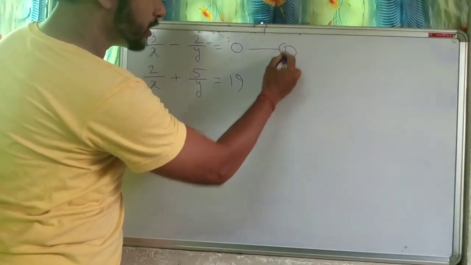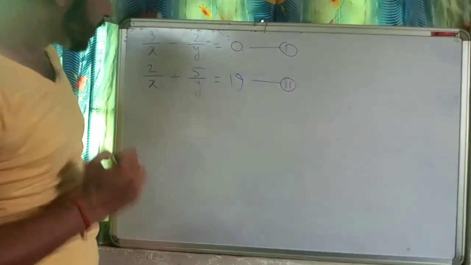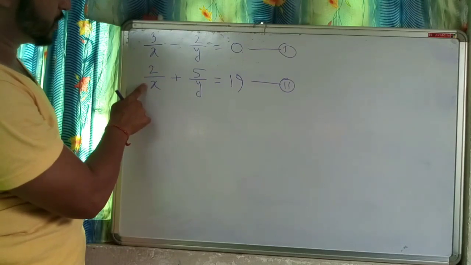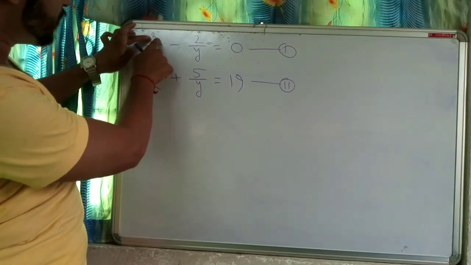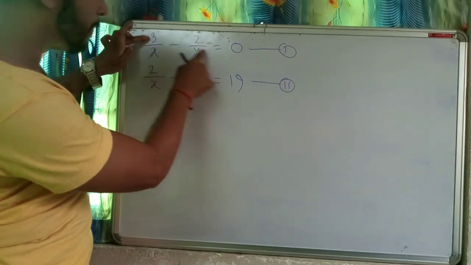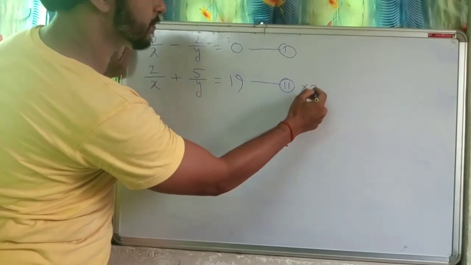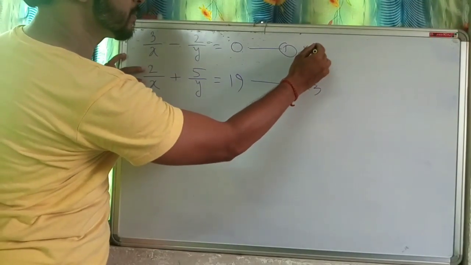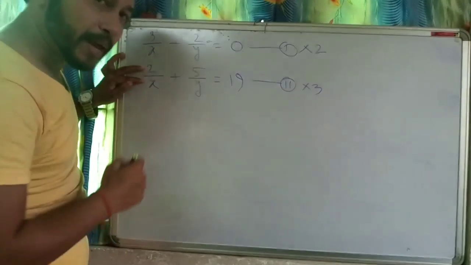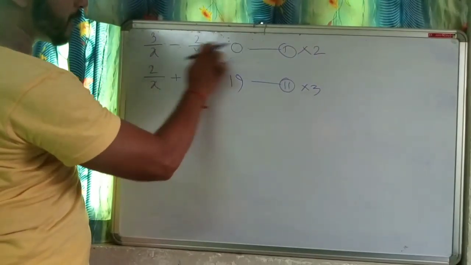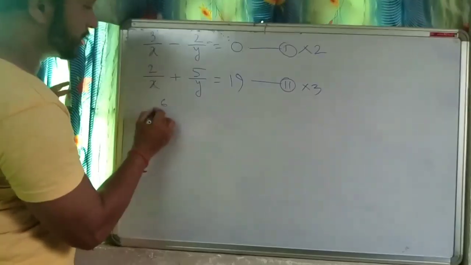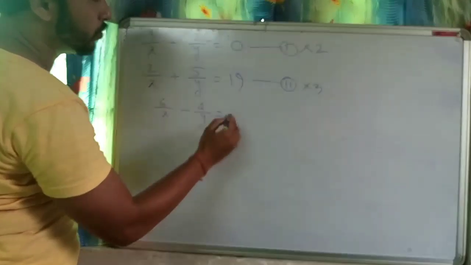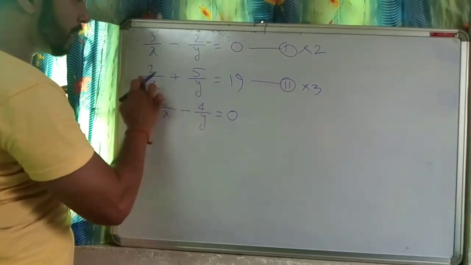My first equation, my second equation. Now, see, here is 3 by x and here is 2 by x. So, this first one is 3, by 3 will multiply this. What is this? 2. By 2 will multiply this. Let us multiply. By 2 multiply the whole equation. 6 by x, 4 by y, 2 into 0, 0. By 3 multiply all.